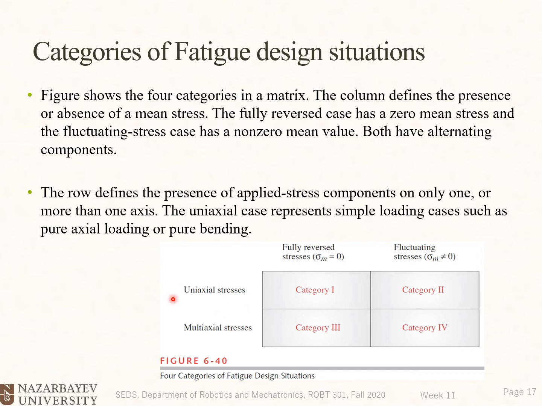So when we have, let's say, uniaxial stress, we have a category of 1 when the mean value of stress is 0, and we have a category of 2 when the mean value is not 0. Why does the mean value matter? Because the mean value is representative of static load, or is the effect of static load. An alternating value of sigma is the pure effect of dynamic load.